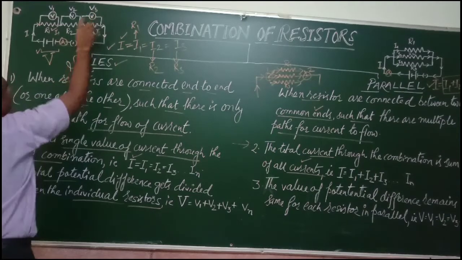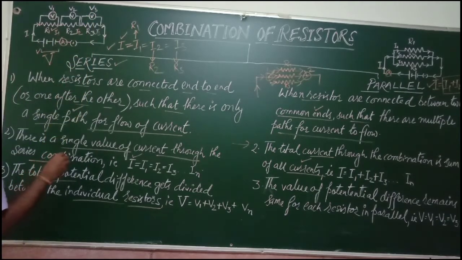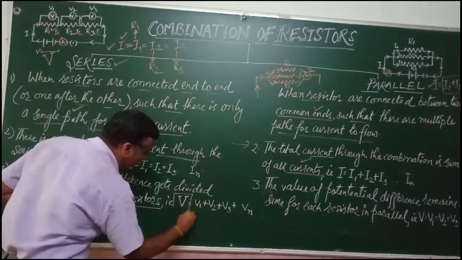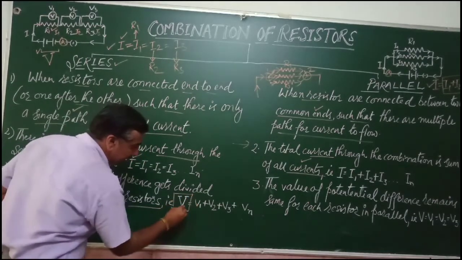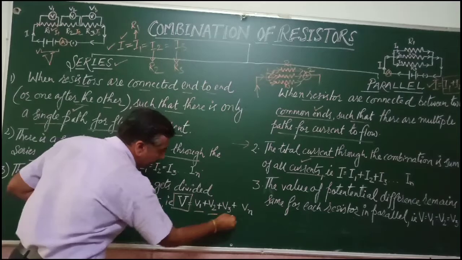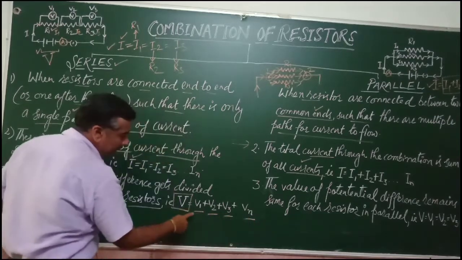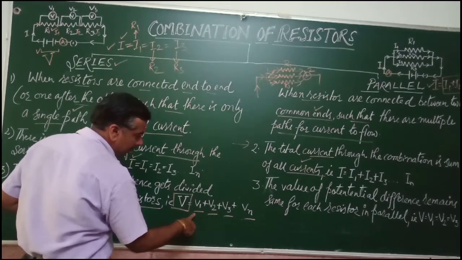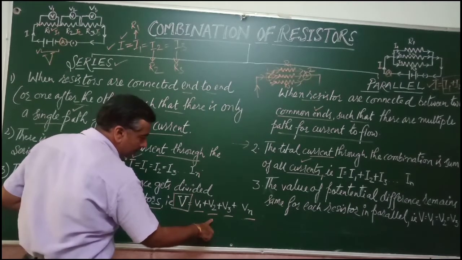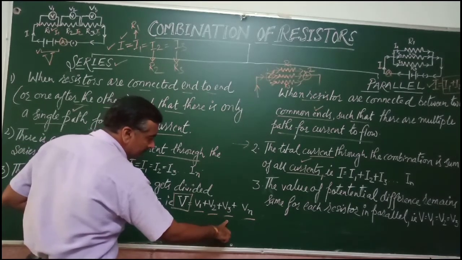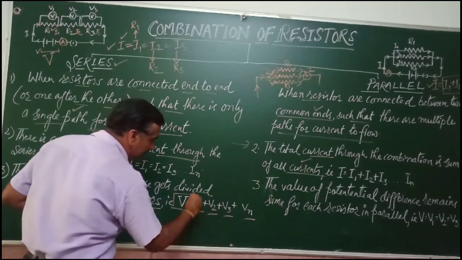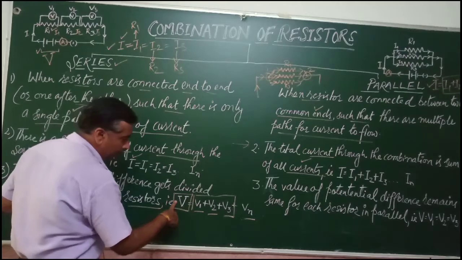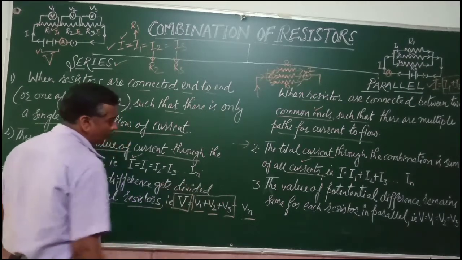So when we measure V1, V2, V3, we come to the conclusion that in the series combination, the total potential difference gets divided into the individual potential drops. So when we add V1, V2, V3, where V1 is the potential drop across R1, V2 is the potential drop across R2, and V3 is the potential drop across R3, we get the total potential drop across the total combination.